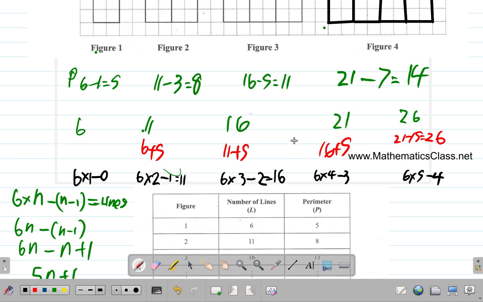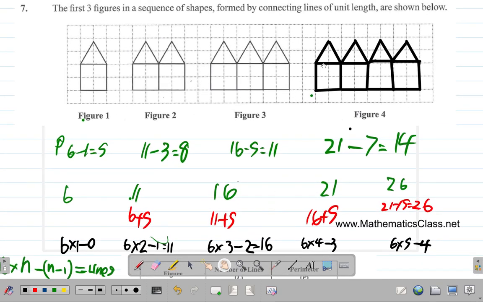Right? Now, the perimeter. Figure 1, you minus 1. Figure 2, you minus 3, which is 1 plus 2. Figure 3, you minus 5, which is 3 plus 2. Then 7, that is 5 plus 2. And for figure 4 you minus 7. That's how you get the perimeter.